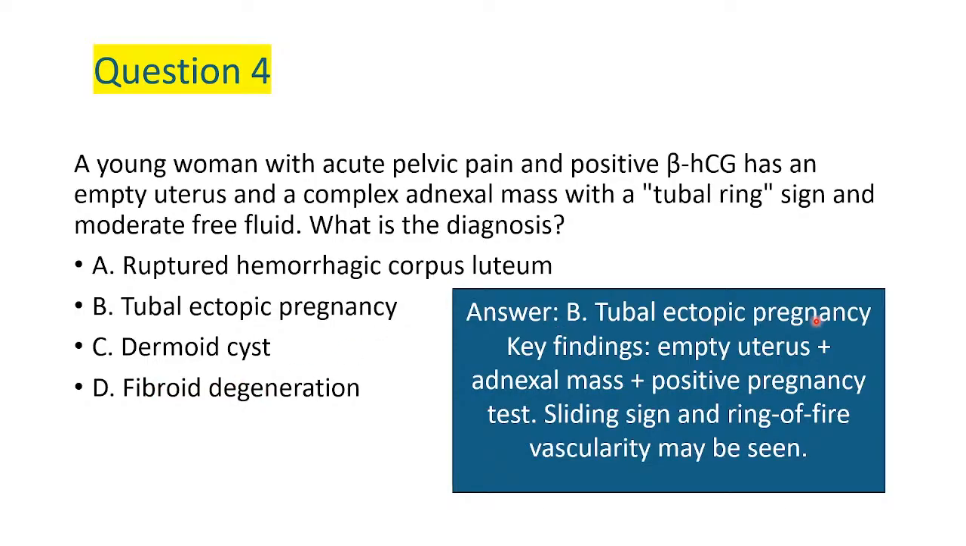Tubal ectopic pregnancy. Key findings: empty uterus plus adnexal mass plus positive pregnancy test, sliding sign. In the ring of fire, vascularity may be seen.